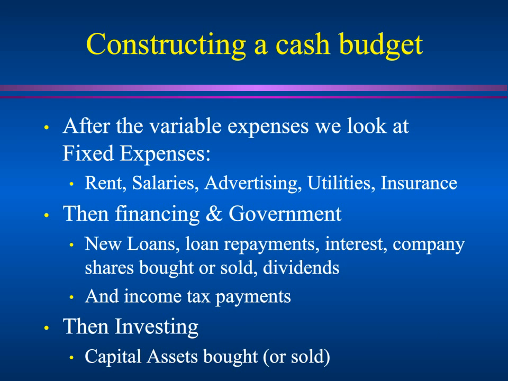Okay, so after variables, we look at our fixed expenses: rent, salaries, advertising, utilities. I mentioned utilities in the previous slide, but assuming there's no variation in utilities because of sales, they go in the fixed expenses, and things like insurance as well. Then we look at the financing. So if any new loans come in, or we repay some of our old loans, any interest we've had to pay, company shares bought or sold, again, that's financing, and dividends.